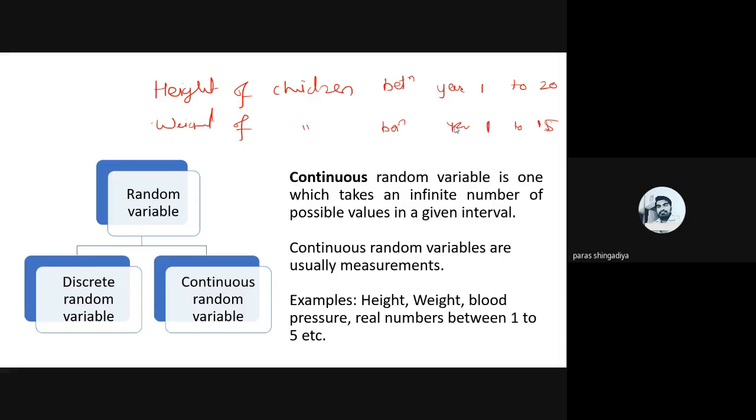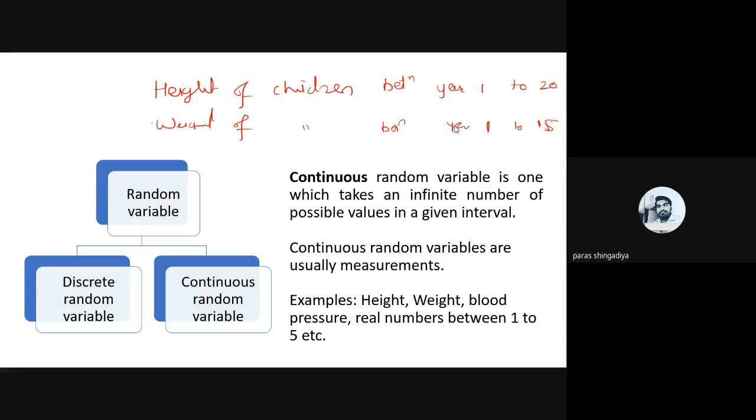Then after that, blood pressure. That takes any answer in this given time limit, decrease, increase. Clear? It takes any answer. So that is called a continuous random variable. Then a real number between 1 to 5. So between 1 to 5 there are infinite real numbers. There is infinite real numbers between 1 to 5, not a finite value there. So it is called a continuous random variable.